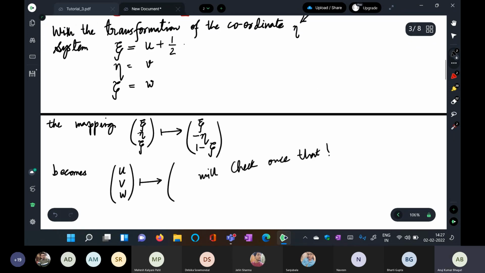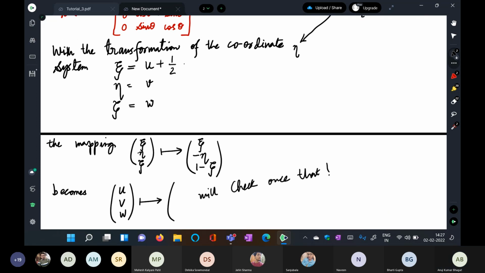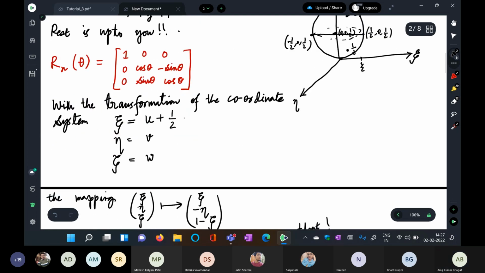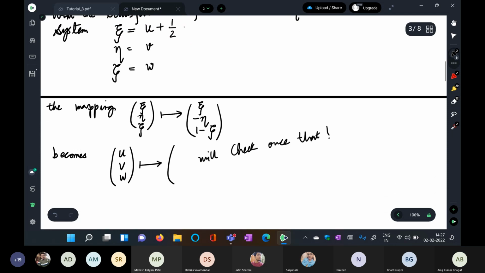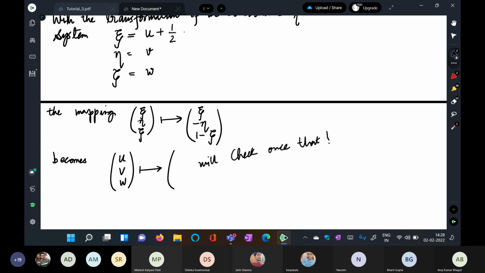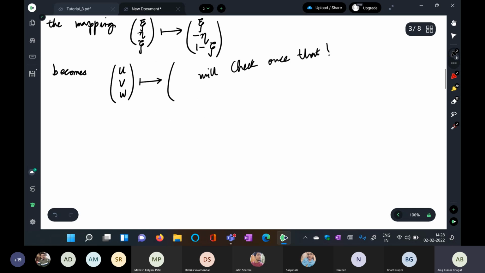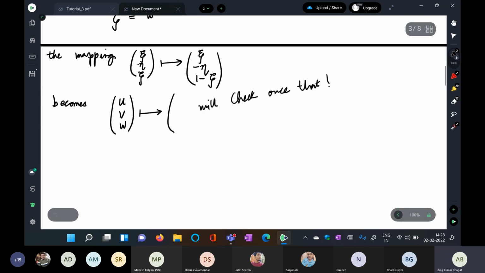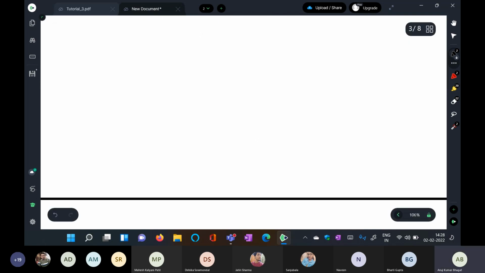Has anybody tried this part? Anyone? Nobody has tried this question. Okay, no problem. Then I'll just check once again. I am missing something. I don't know what, but the coordinates are coming out wrong. I'll check once again. I'll go to the next question. Again, somebody had asked this question. Just a minute.